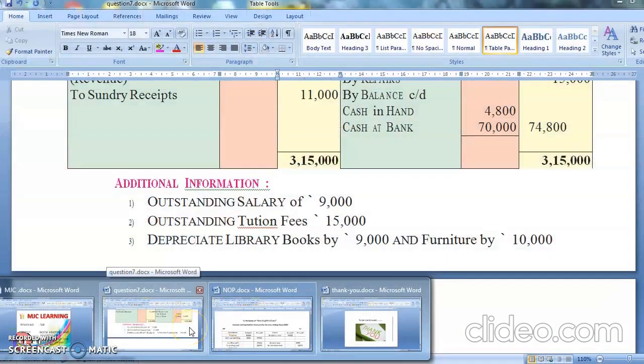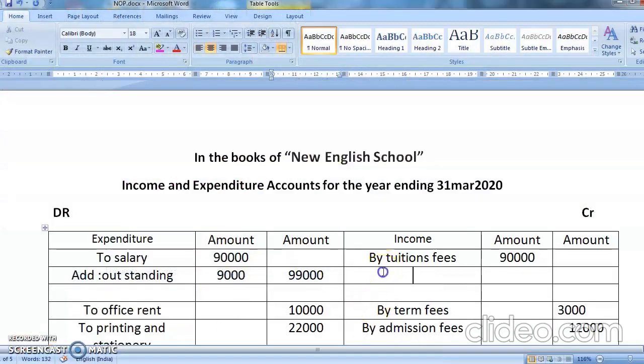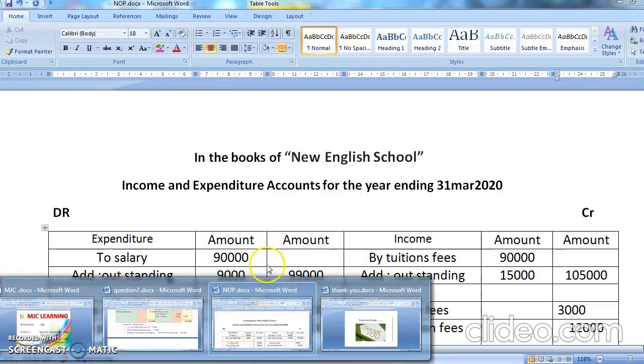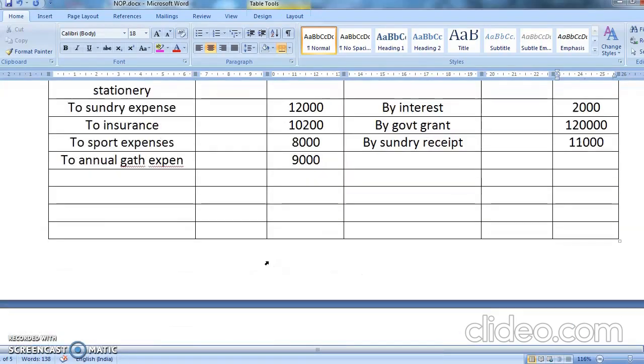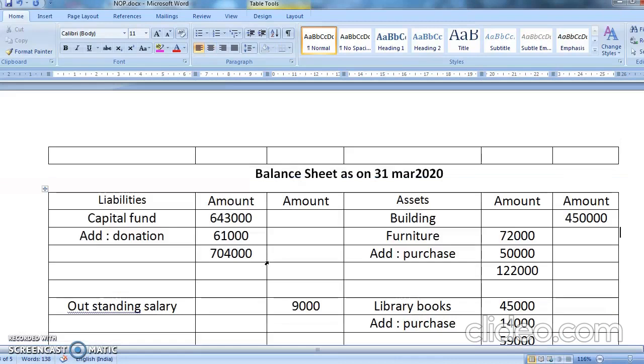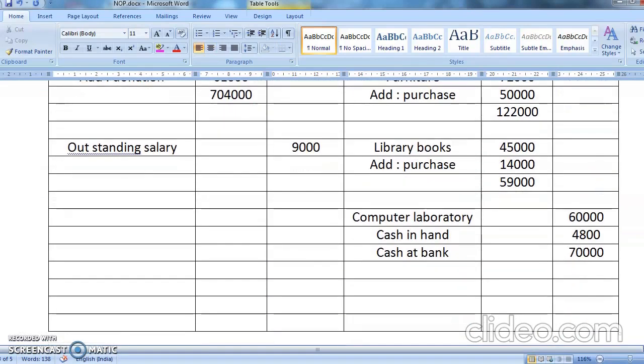Outstanding tuition fees is 15,000. So again you'll write here outstanding. How much is the outstanding tuition fees? 15,000. So 90,000 plus 15,000 is 1,05,000. Now see, this time it is income outstanding. So income outstanding comes on the asset side. Okay, students. Outstanding expenses come on the debit side and outstanding income comes on the credit side.